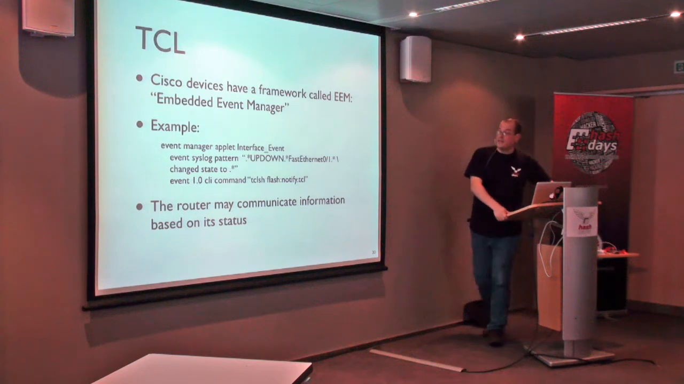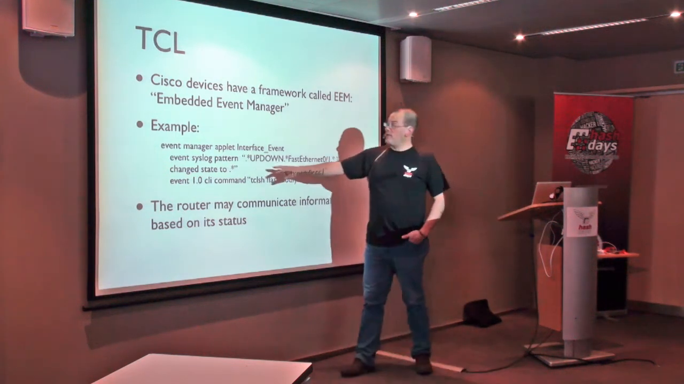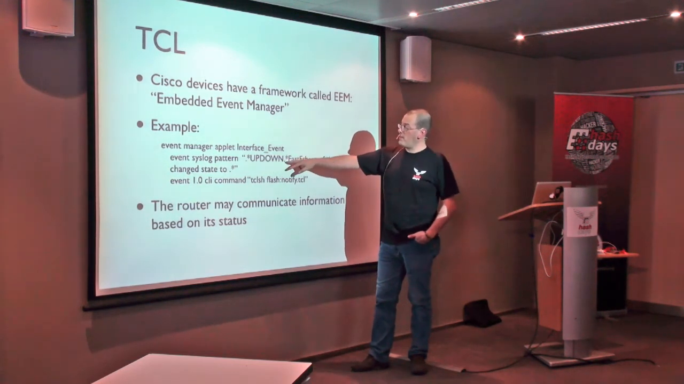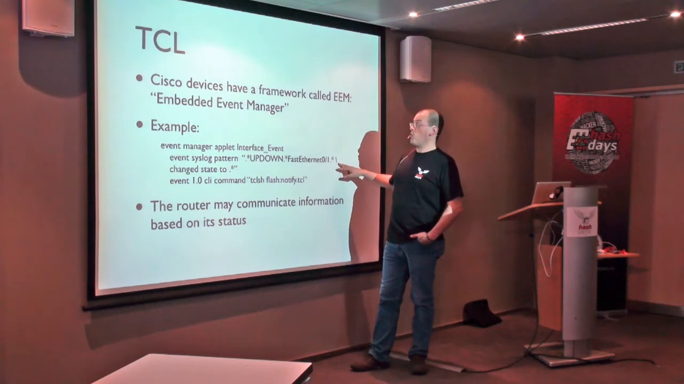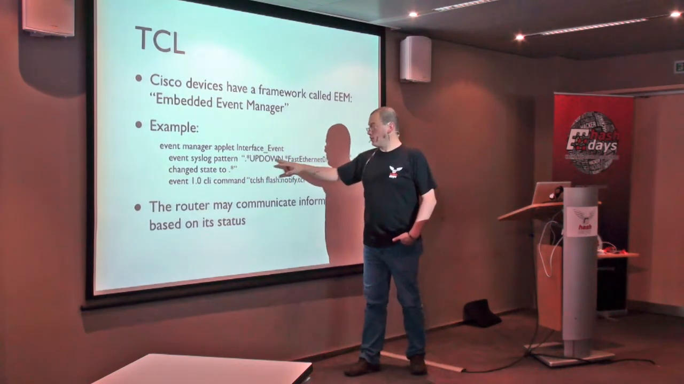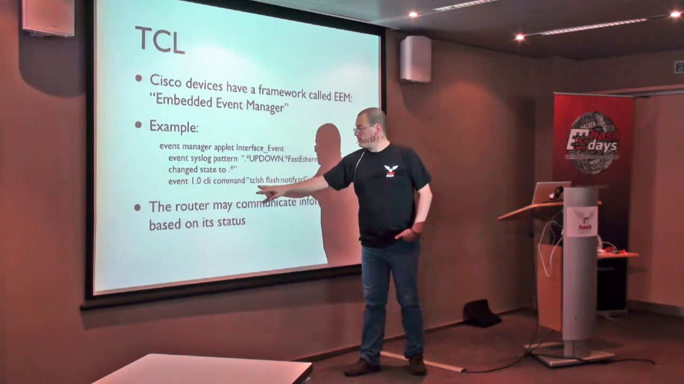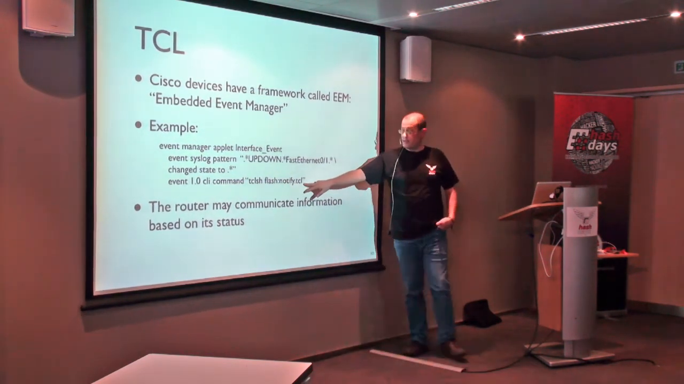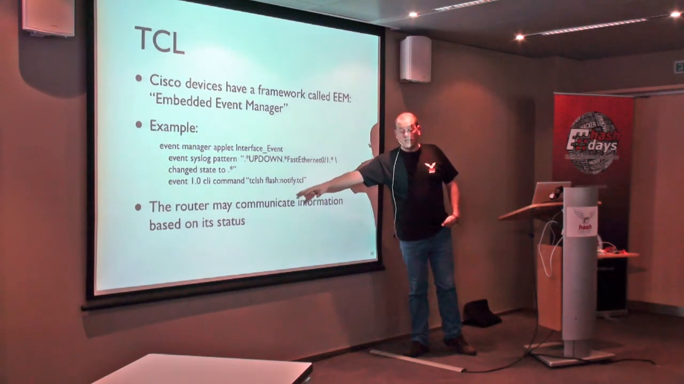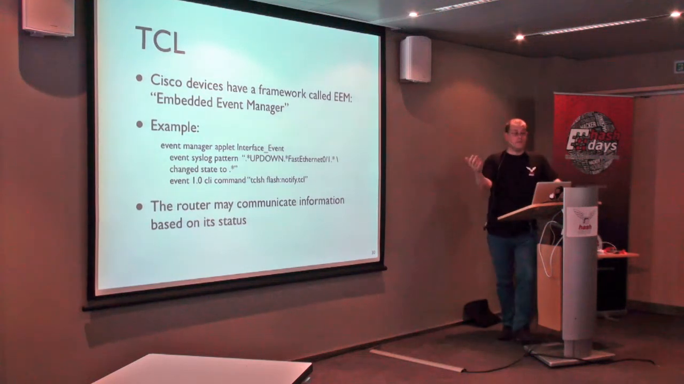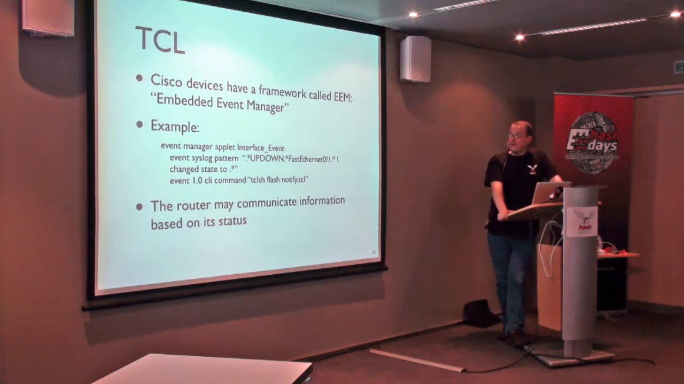And this example says that if in my syslog pattern I detect an up-down, so a flapping interface for FastEthernet 0/1, for example, change state to, so it's a classic regular expression, my event will be CLI command execute this script. That is a TCL script. In this case, it's a notification, but you can also define the event you want and generate nice actions to block a user, to do very nice configuration.